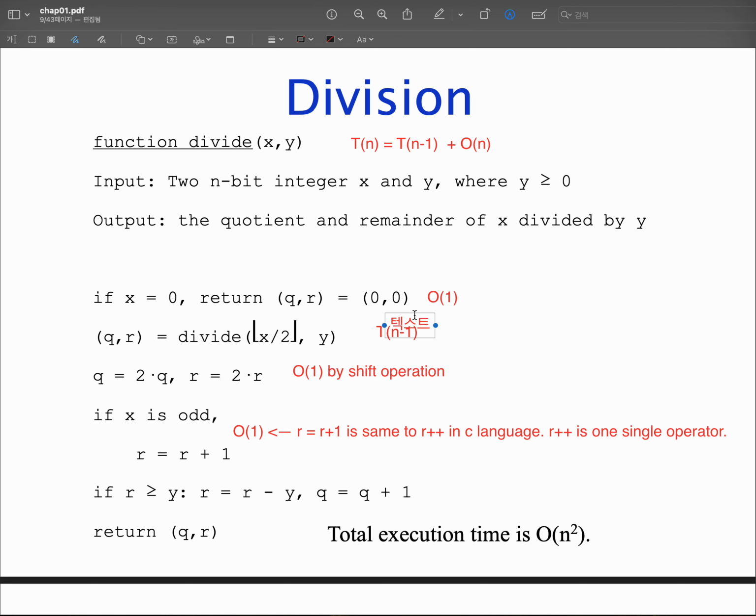So in this case, the total execution time will be O of n for r minus y, because r minus y takes O of n when r and y are n-bit integers.